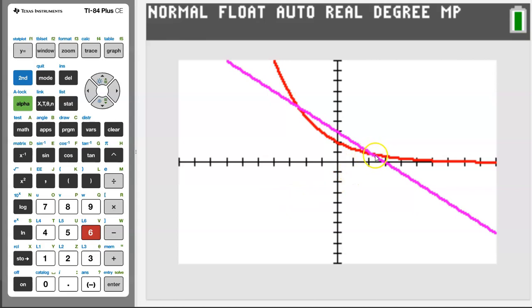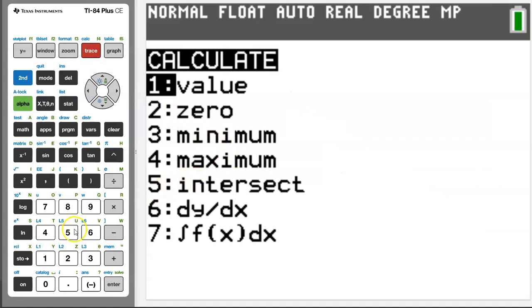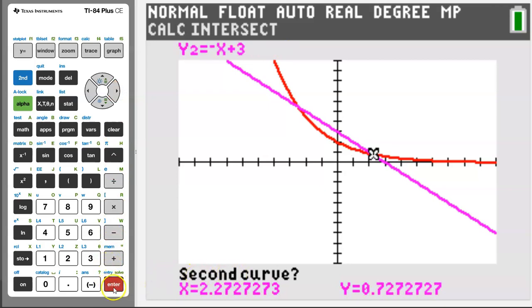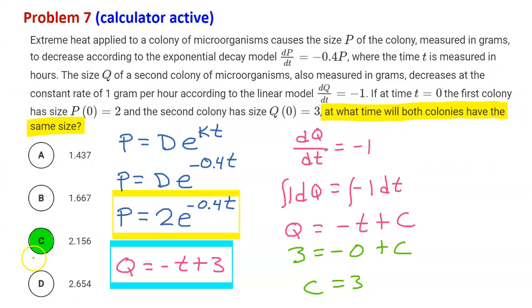All right, let's see where they intersect. Hit second trace and choose option 5. Obviously, we're looking here in the first quadrant. All right, we don't have any negative quantities of these colonies. So move the pointer close to the point of intersection and hit enter. When it says second curve, just hit enter again. When it says guess, hit enter again. So the intersection is at x equals 2.156 if you round up. And this is really time. So the answer is C.